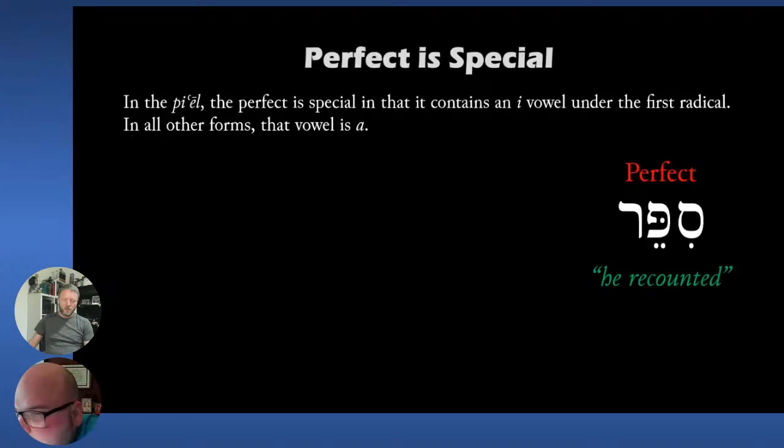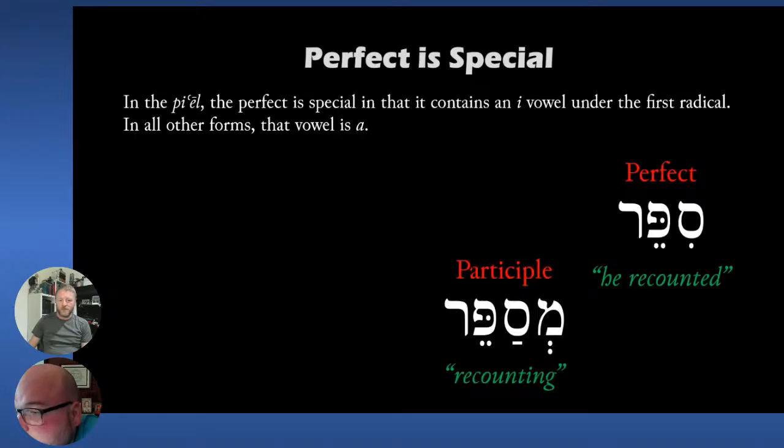Siper. Strangely enough, only the perfect uses that e vowel in the first syllable. Only the perfect. Outside of the perfect, outside of the past tense, the vowel under the first syllable is a. The first radical, it's a. So the participle is misaper, not misiper, misaper. The a is actually the marking vowel of the Piel, which is funny that we name it Piel because of past tense. In Aramaic, it's Pa'el, and that would just make sense, but Hebrew isn't very sensible.